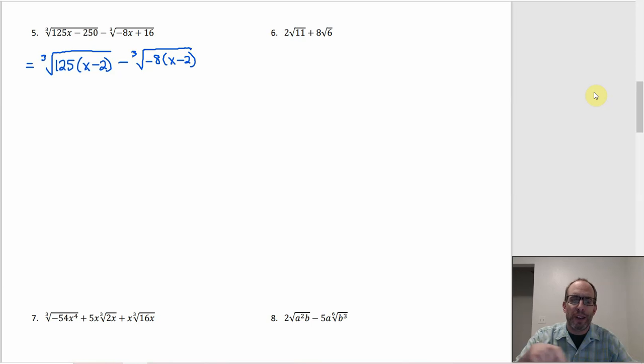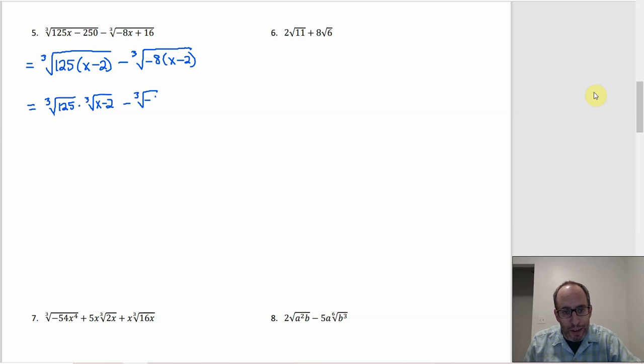because if you look at what's happening, we've got these products underneath both radicals where one of the factors of each product is a perfect cube. 125 is a perfect cube, so is -8. So we can break these up. And this first one, I'm just going to break it up as the cube root of 125 times the cube root of x minus 2. And then the other one I'm going to break up as the cube root of -8 times the cube root of x minus 2. All right, and then from there, the cube root of 125 is 5.